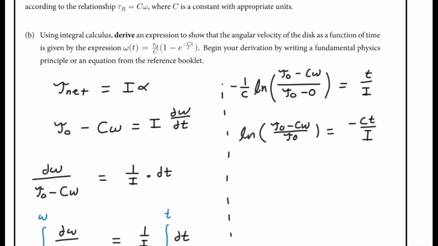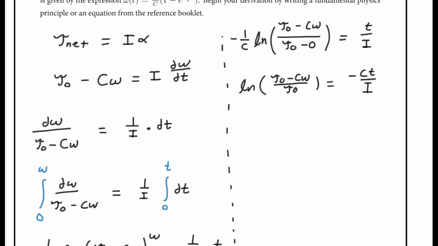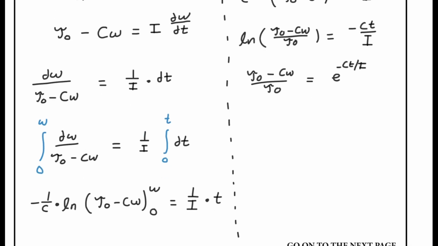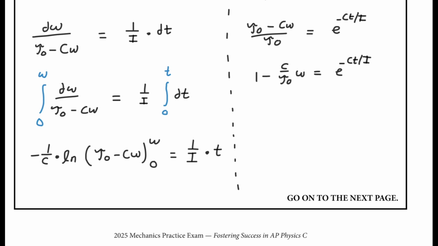So it's starting to come together because I can see my exponent now will match. Now I'm going to exponentiate both sides, and I'd get tau 0 minus C omega over T0 equals e to the minus Ct over I. Simplifying the fraction, I'd get 1 minus C over tau naught omega is equal to e to the minus Ct over I. So then I would get 1 minus e to the minus Ct over I is equal to C over tau naught times omega. So thus, omega is equal to tau naught divided by C times 1 minus e to the minus Ct over I.